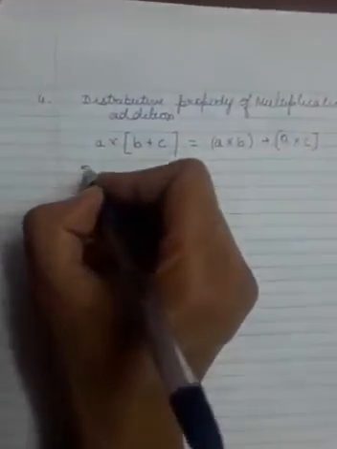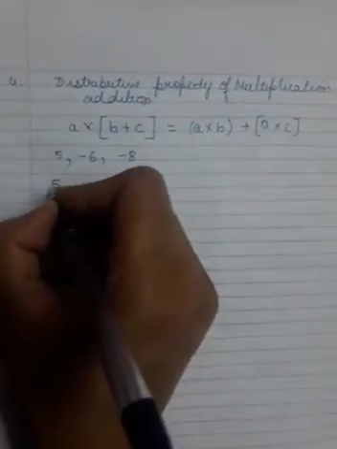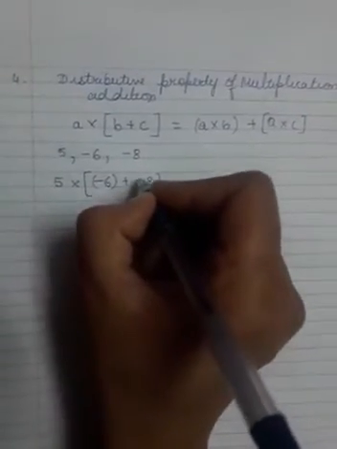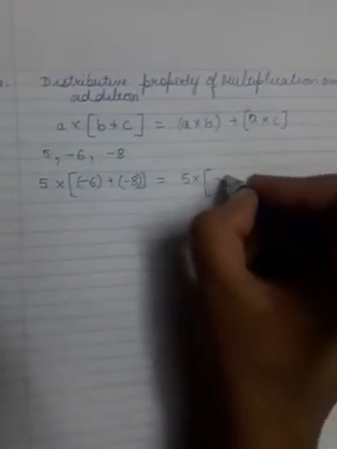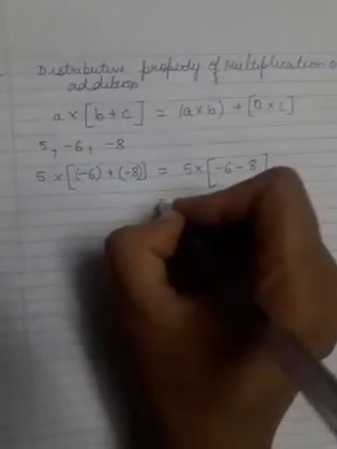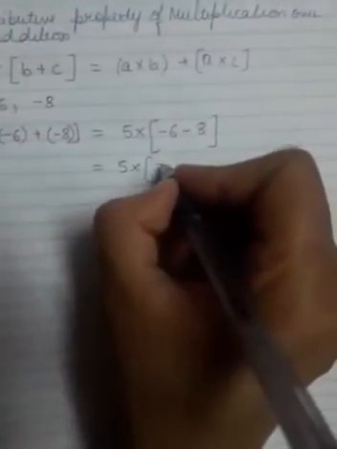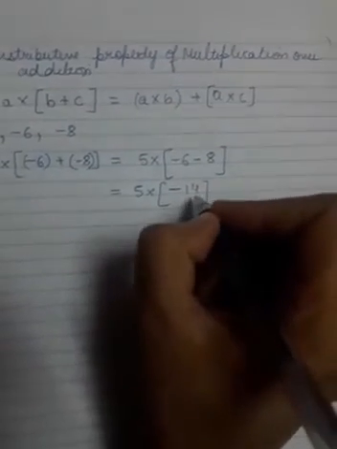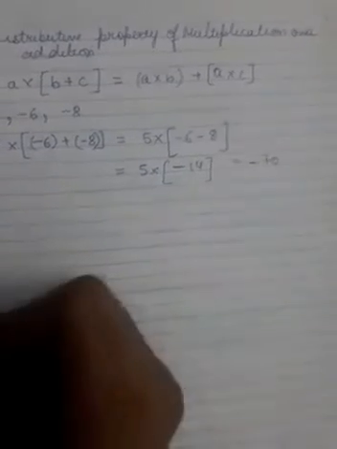I'll take three numbers, 5, -6, -8. I'll put it like this, -6 plus -8, with 5 outside. As you know, plus minus is minus. You have to add, but you have to put the sign of minus, so it is -14. Now when you multiply 5 with 14, the answer is 70, but you have to put a minus sign.